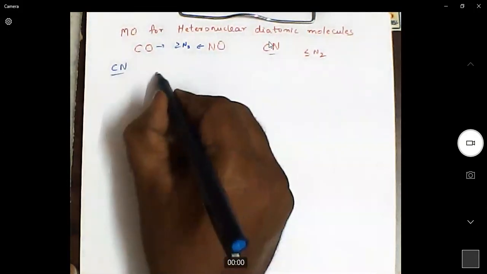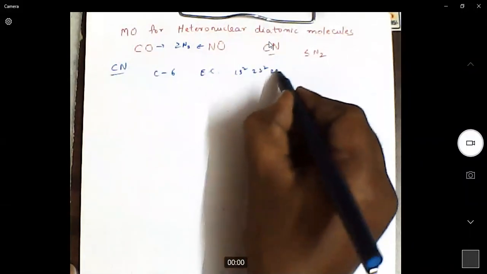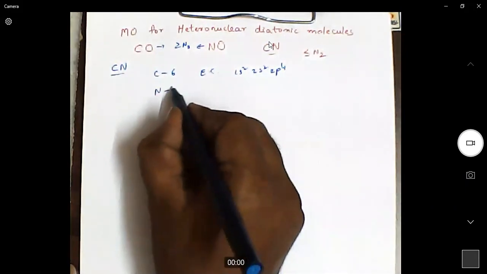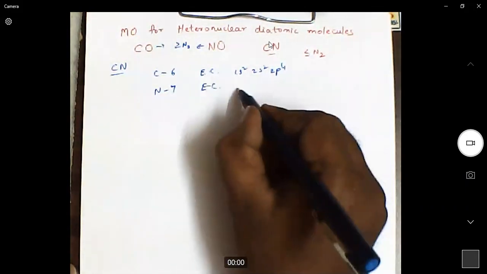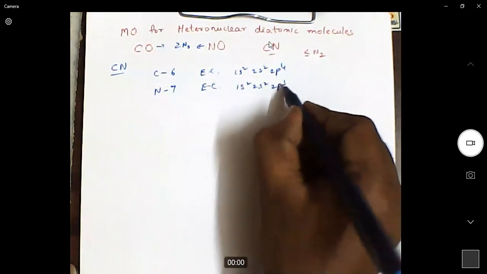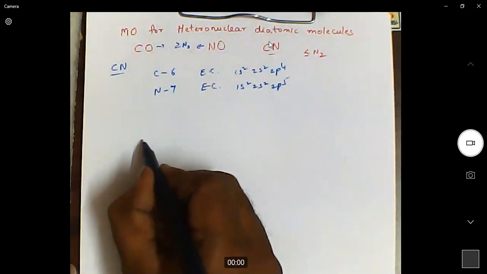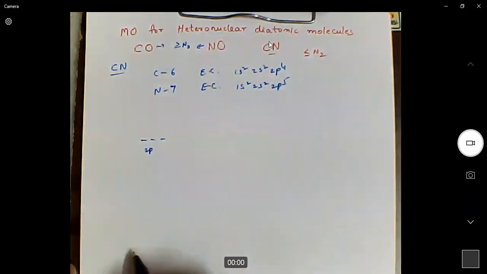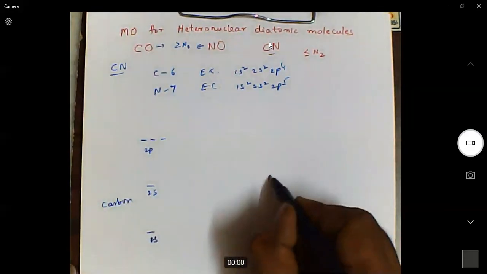Right. For cyanide ion, we know carbon atomic number 6, electronic configuration is 1s2, 2s2, 2p2, and for nitrogen its atomic number 7 and its electronic configuration is 1s2, 2s2, 2p3. So one side we have carbon, other side we have nitrogen.